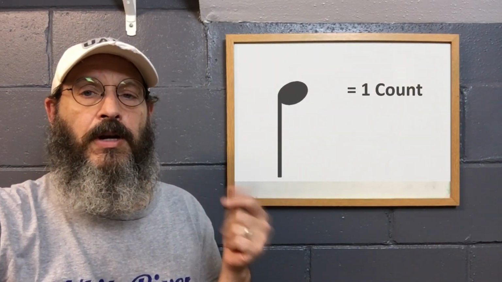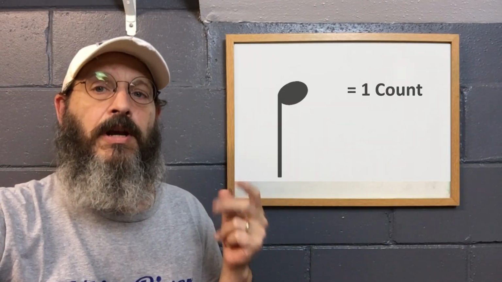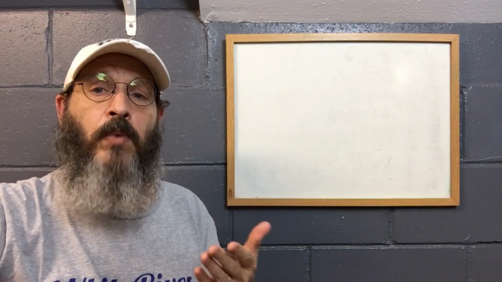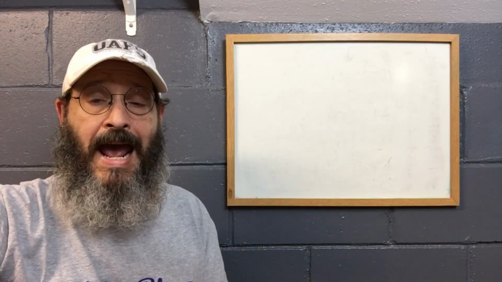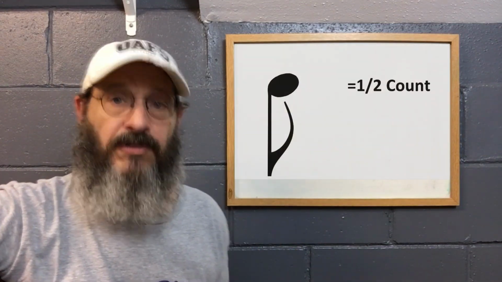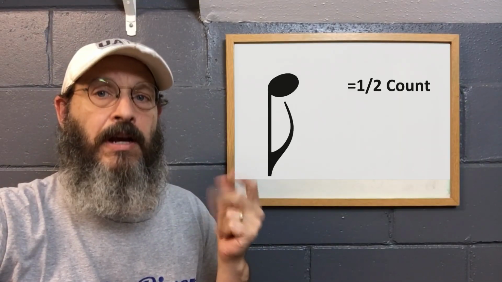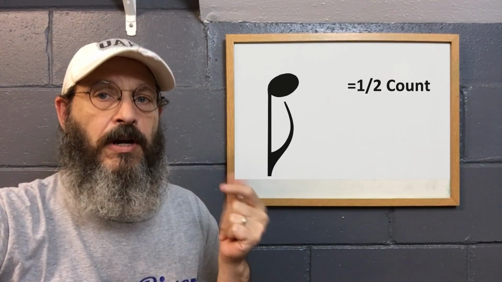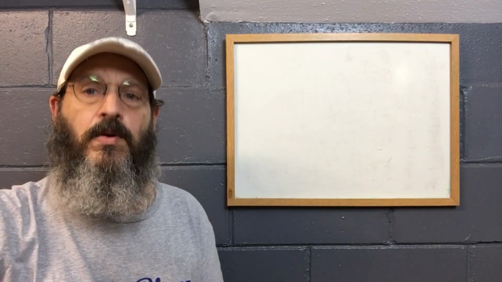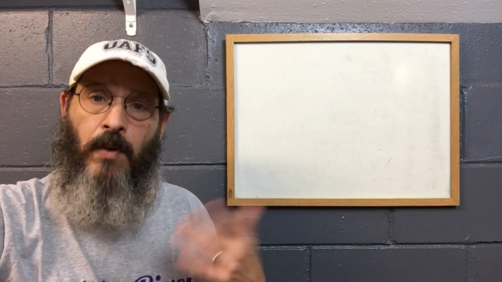1, 2, 3, 4. Now, another way to think of this is that 2 quarters equal 1 half, or 4 quarters equal a whole note. So eighth notes equal half a count. So in other words, there are 2 eighth notes per count, and we count them like this: 1 and 2 and 3 and 4 and 1 and 2 and 3 and 4 and so on and so forth.